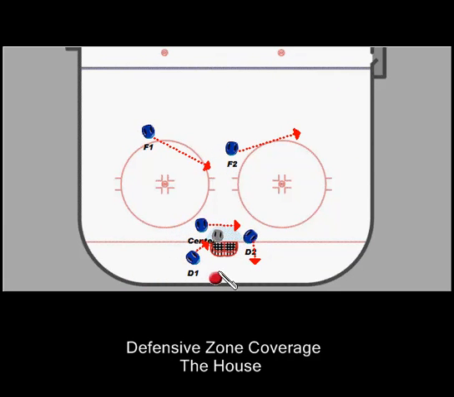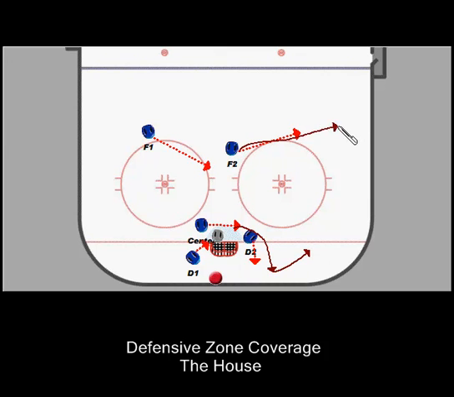Again, I'm showing you here, D1 is in a trailing position, so instead of chasing him, he's giving him off to D2. D2's coming down, try to pick him up here. Center's coming across to support the play. If there's a loose puck, center comes in, picks up that loose puck, turns up ice.